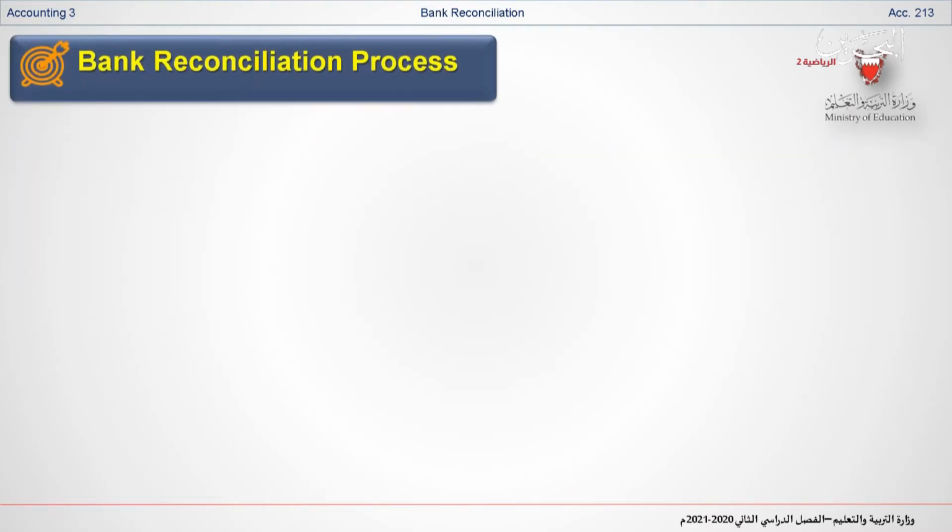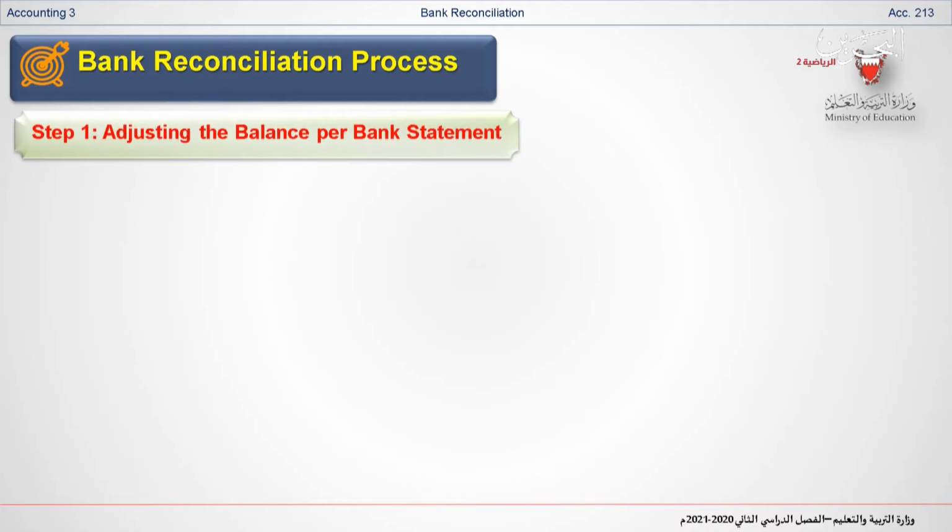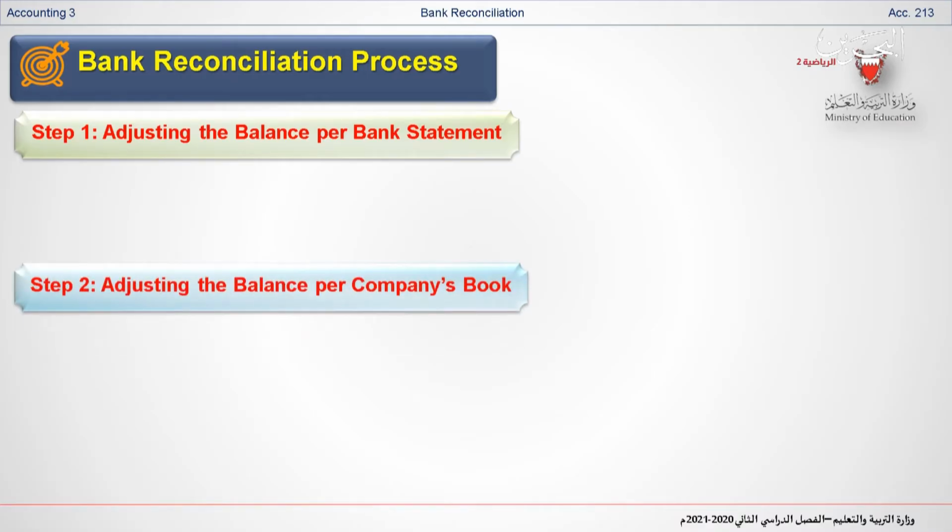Bank reconciliation process. The bank reconciliation process is demonstrated in the following steps. Step 1. Adjusting the balance per bank statement. Step 2. Adjusting the balance per company's book. Let us start with step 1. The items necessary for this step are: 1. Deposits in transit.